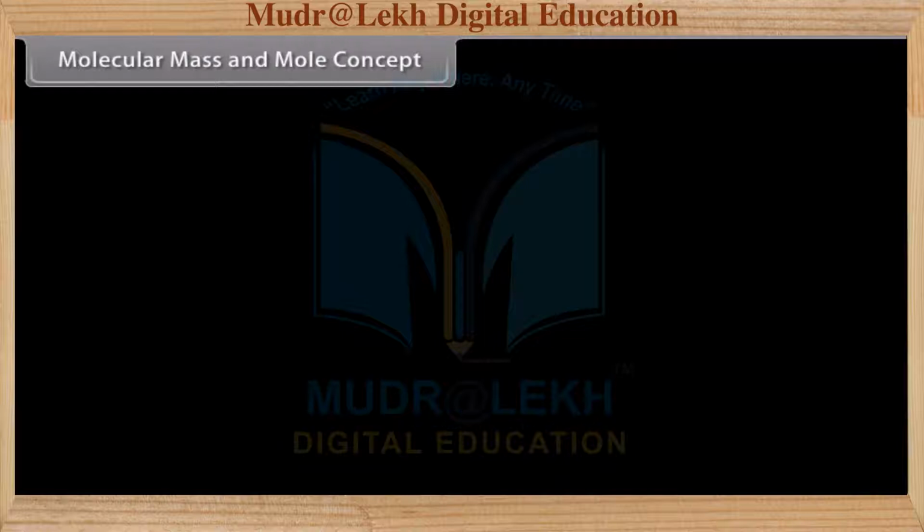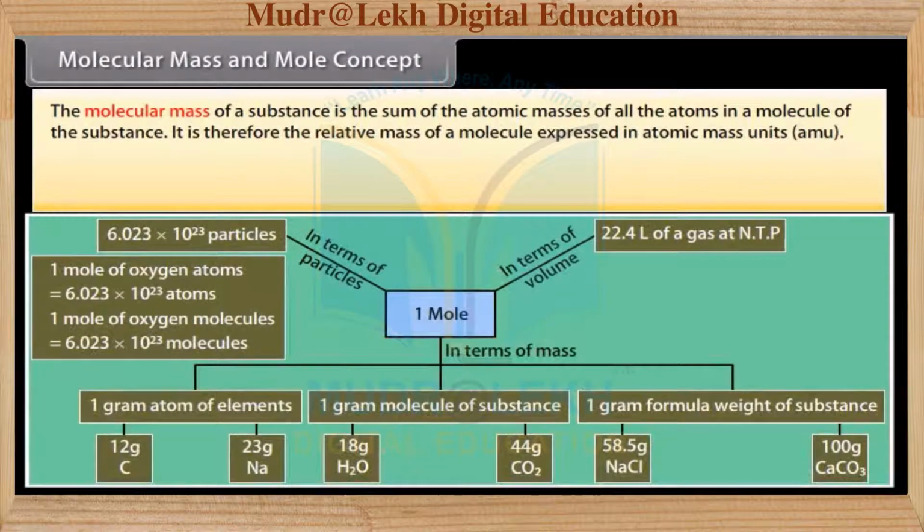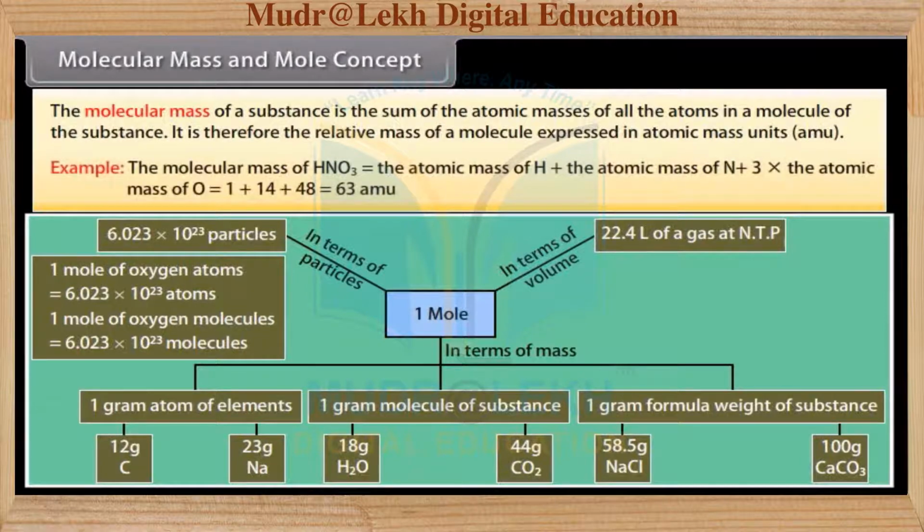Molecular mass and mole concept. The molecular mass of a substance is the sum of the atomic masses of all the atoms in a molecule of the substance. It is therefore the relative mass of a molecule expressed in atomic mass units. Example: the molecular mass of HNO3 is equal to the atomic mass of H plus the atomic mass of N plus 3 into the atomic mass of O, which is equal to 1 plus 14 plus 48, which equals 63 units.